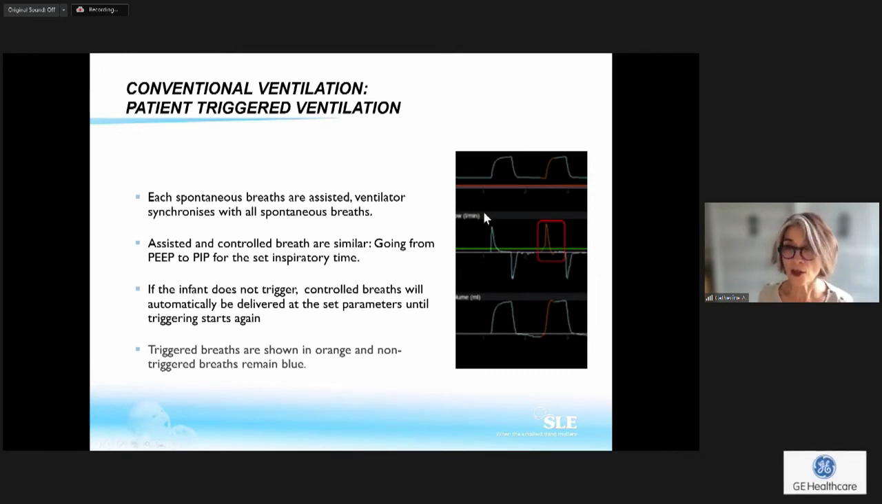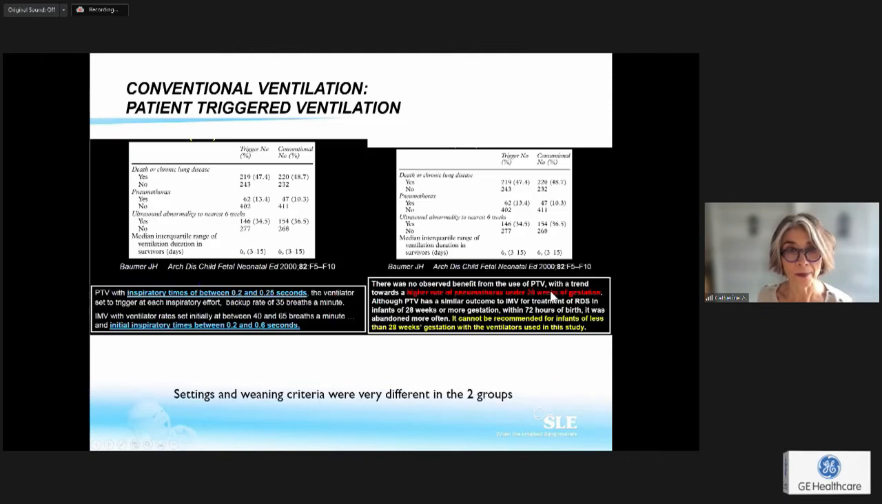No difference on the waveform between your control breath and your synchronized breath. I know that it's a synchronized breath because when the ventilator picks up the breath, the waveform turns orange.